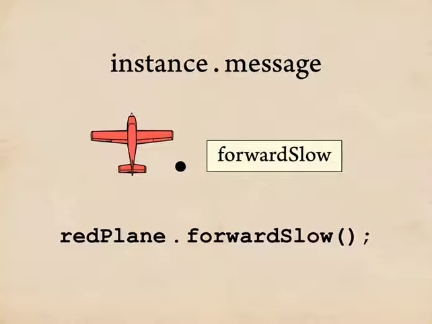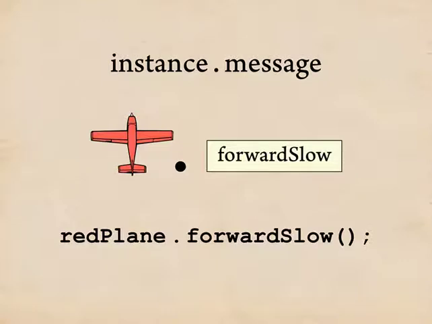Sometimes we say red plane is the target. So we might say, I'm sending the message _slow to the target red plane. We also sometimes say that we're invoking the method _slow on red plane. There are a lot of different terms for this, and you'll hear a lot of different language, but it all generally has the same idea. We're sending a message to an instance.